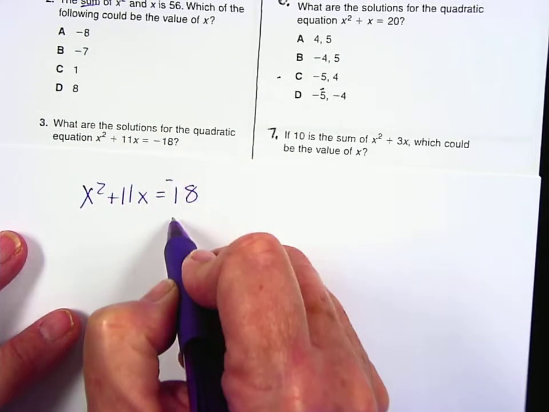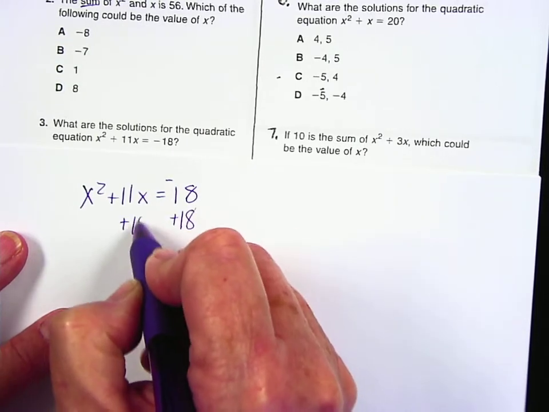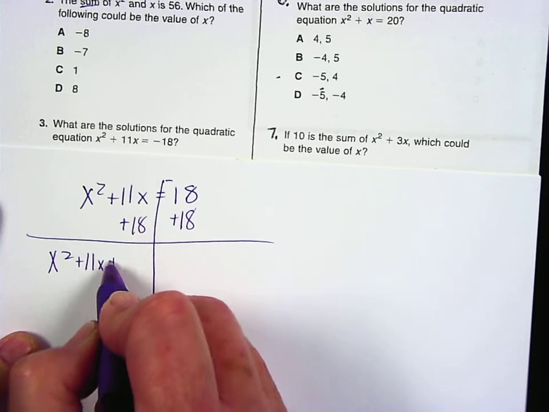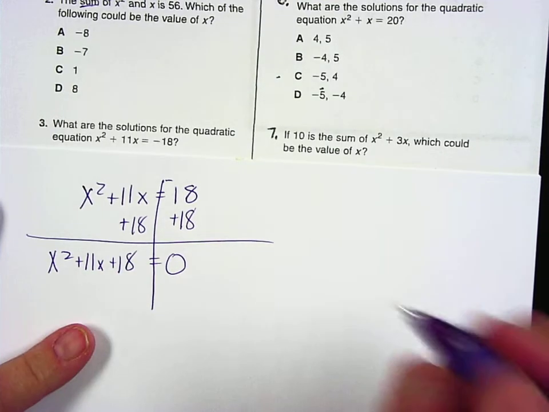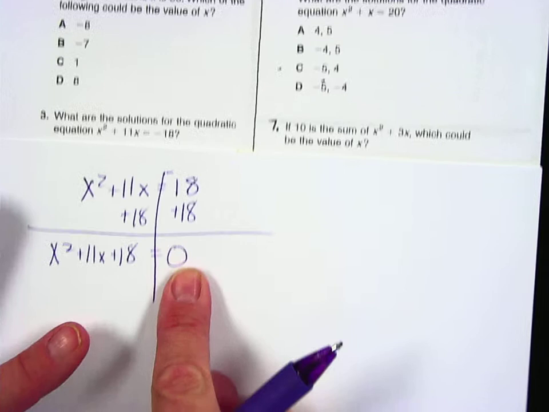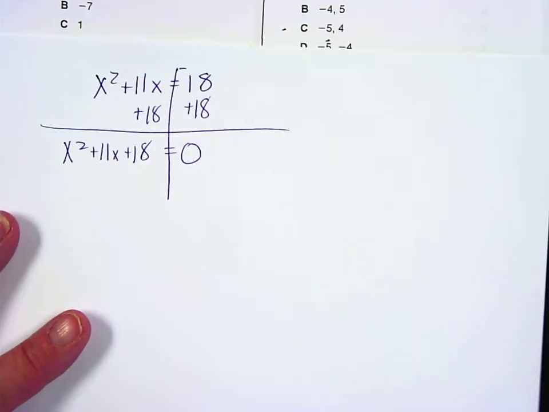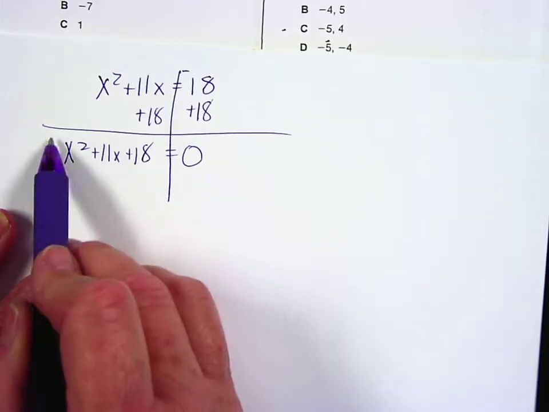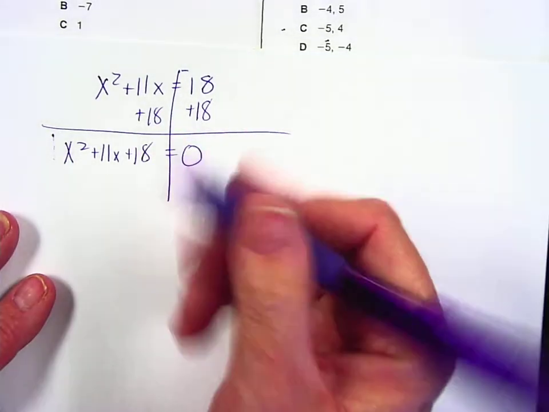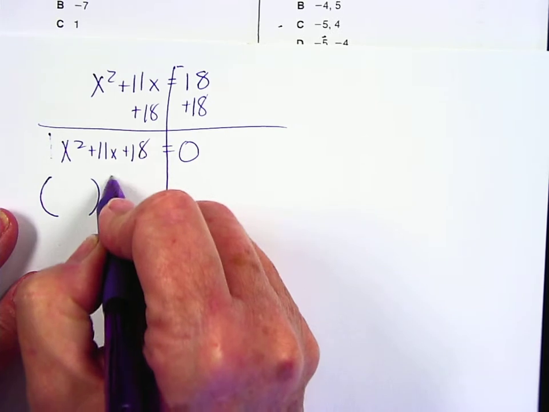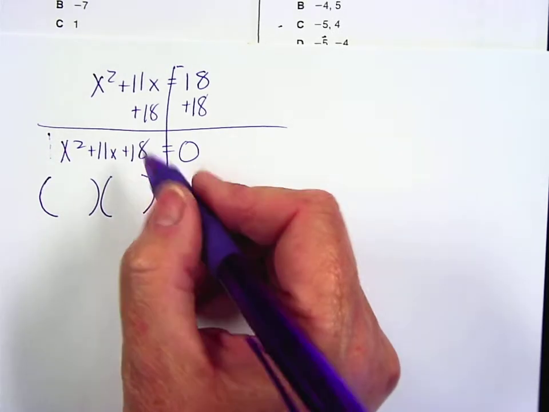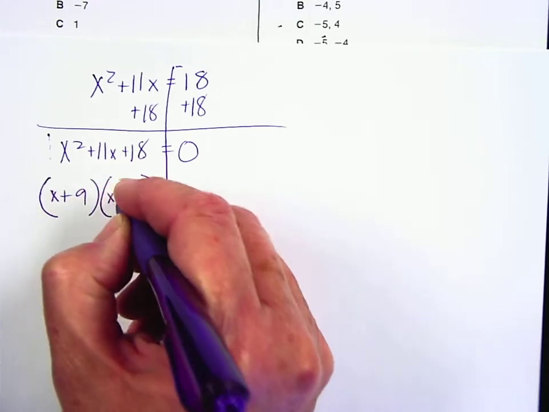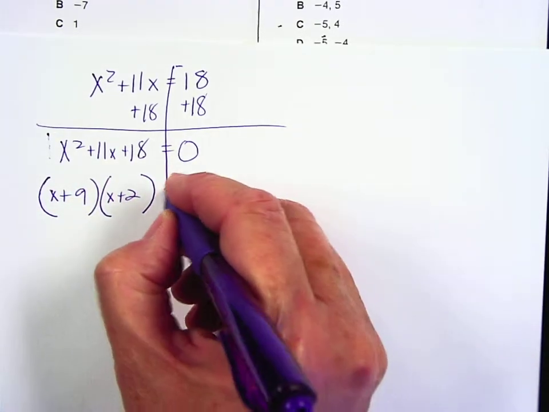So I'm going to add 18 to both sides. X squared plus 11x plus 18 equals 0. Oh, look, it's in standard form and y is equal to 0. Awesome. Now I'm going to factor it. No GCF, it's not a special case. Leading coefficient's 1. I'm going to use regular X-man, and when I do that, let's see, 18 is 9 and 2. So x plus 9, x plus 2 still equals 0.